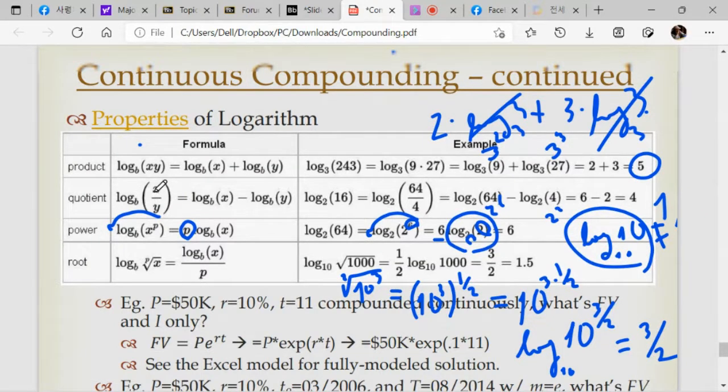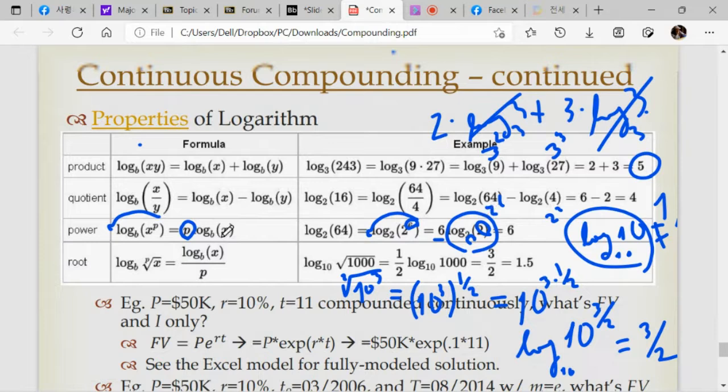Another property is the quotient rule. This is the product rule. Log of x over y can be written as log of x minus log of y. So something like log of 16 to base 2. 16 is what? Log to base 2 of 64 over 4. Because 64 is 2 to the 6th power, and 4 is 2 to the 2nd power, so 6 minus 2 is 4. That's 2 to the 4th power, and 2 to the 4th power is 16, right?